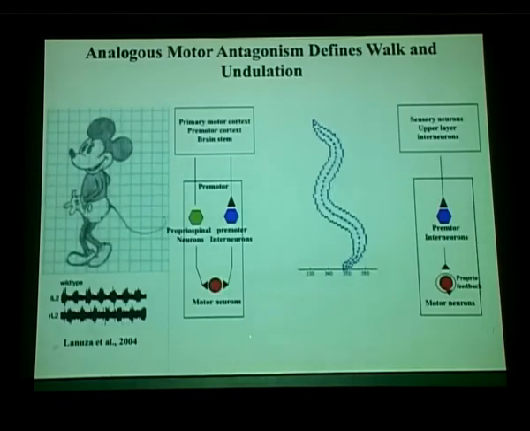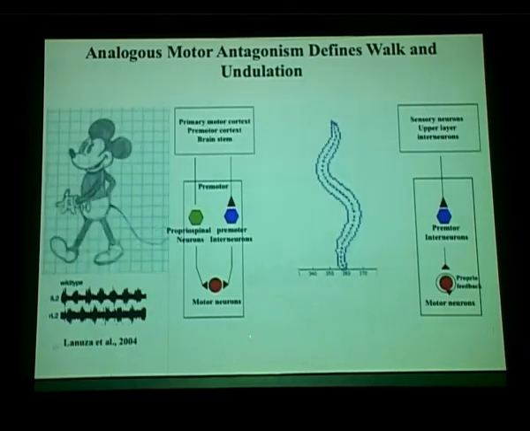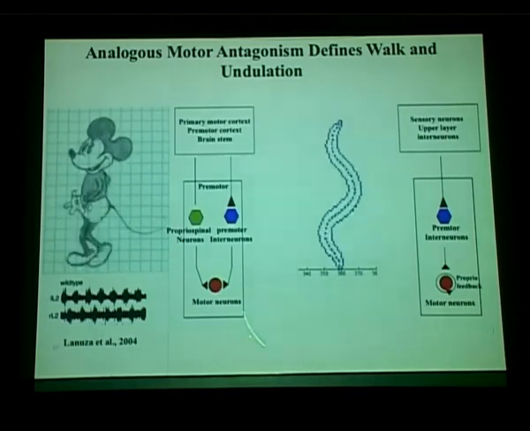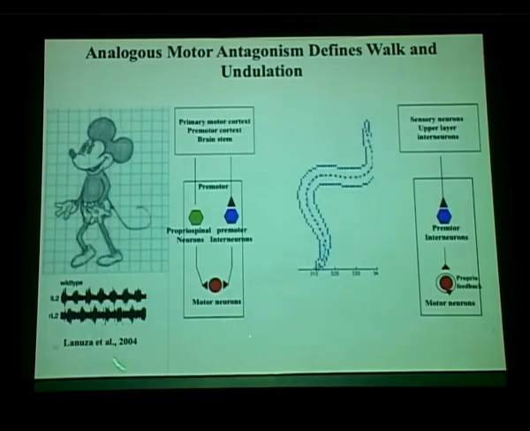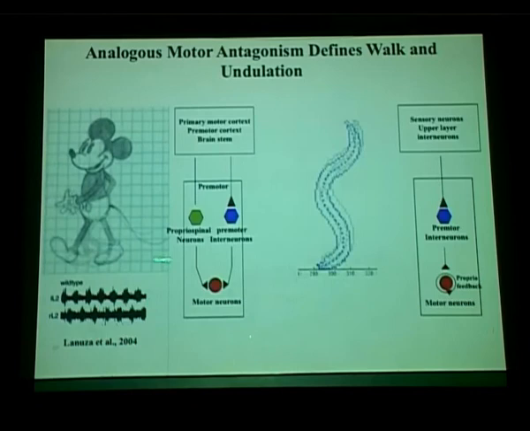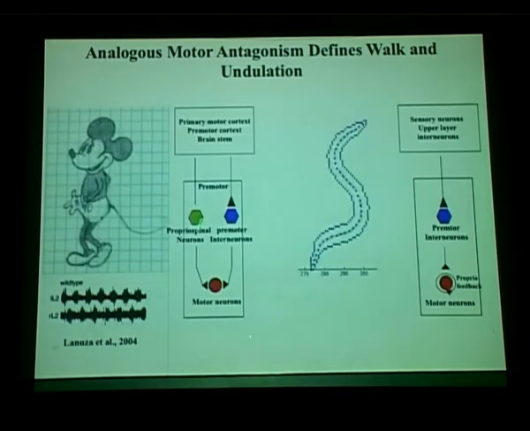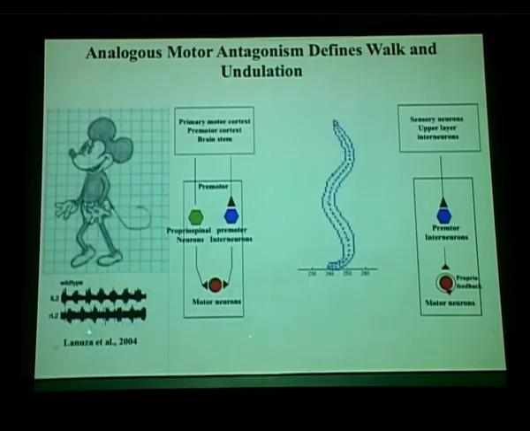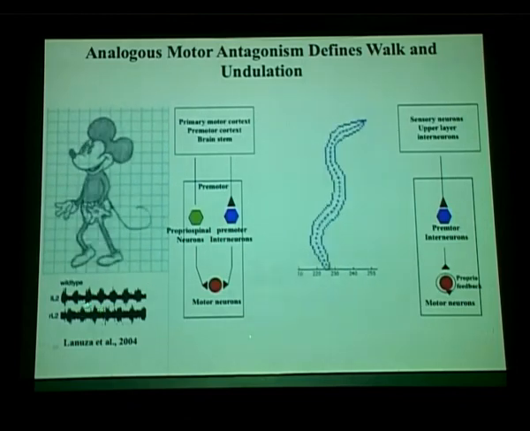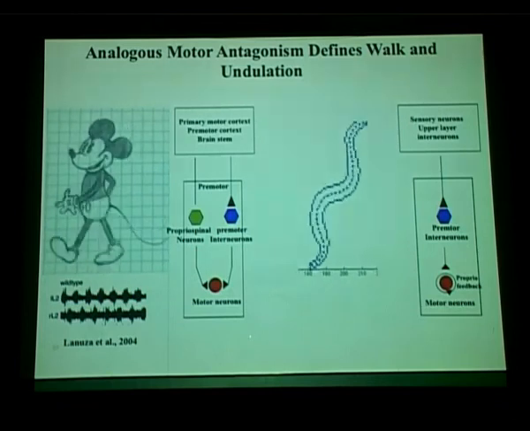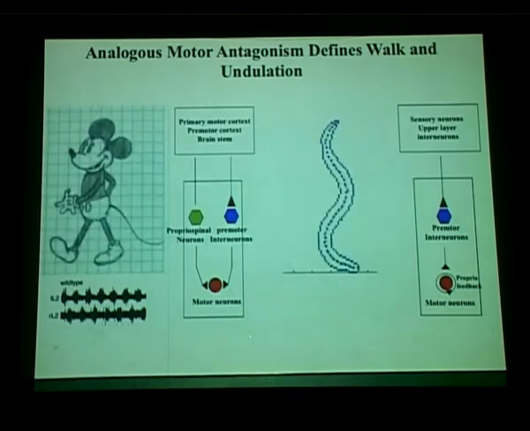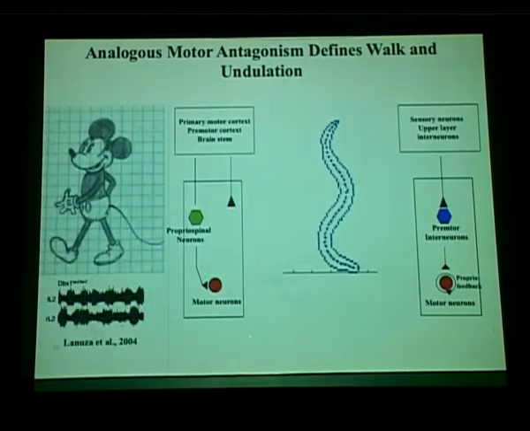So this is basically suggesting that motor antagonism is the similar underlying mechanism for both walking and undulation. Previous work from Tom Jessell's group and several other groups has shown that premotor interneuron input in the mouse is required for generating this nice alternating firing pattern that drives the left and right limb muscle contraction of the hind limb of the mouse. And when you get rid of those premotor interneurons, you generate synchronized spontaneous activity of the motor neuron output that generates a hopping mouse instead of a walking mouse.